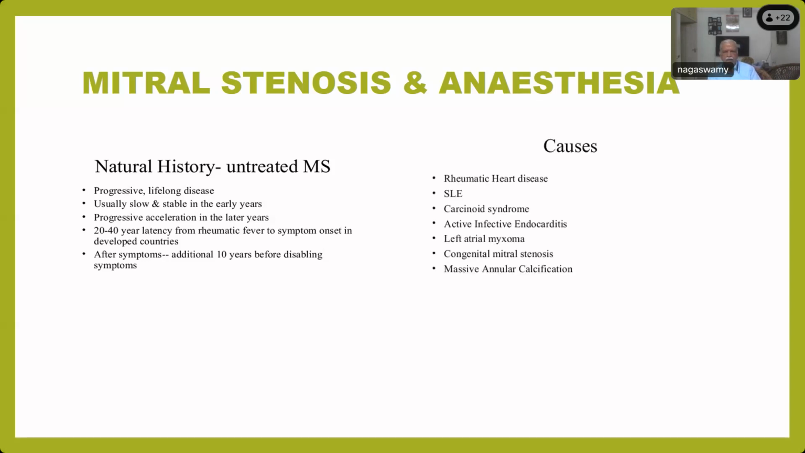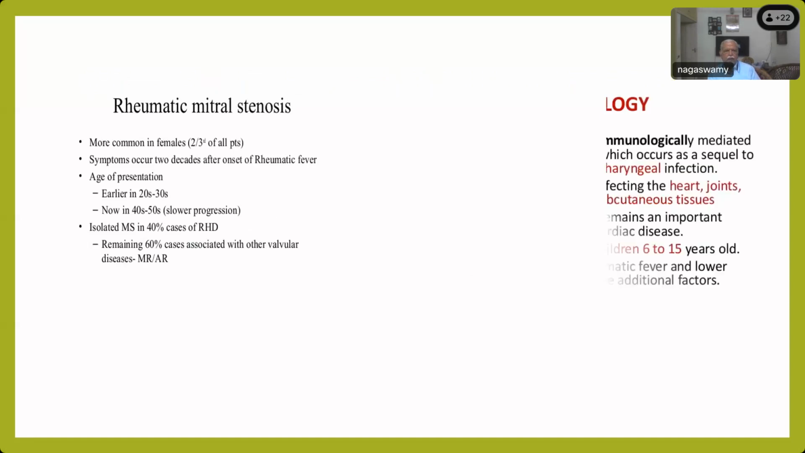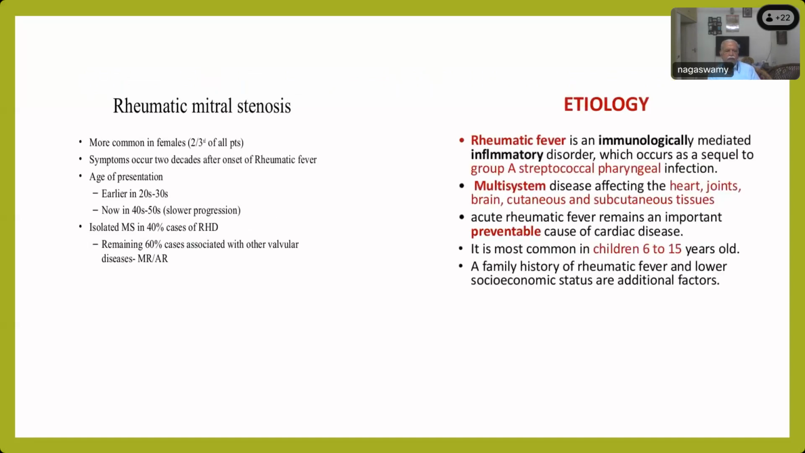But there are other causes like SLE, carcinoid syndrome, infective endocarditis, atrial myxoma, congenital mitral stenosis, and massive annular calcification, which are other rare uncommon causes for mitral stenosis. And it is more common in females, and its presentation is usually in the second and third decade, and slower progressing lesions can appear even at the age of 40 and 50, and usually isolated MS is more common, but rarely it can be MS with MR or AR also.